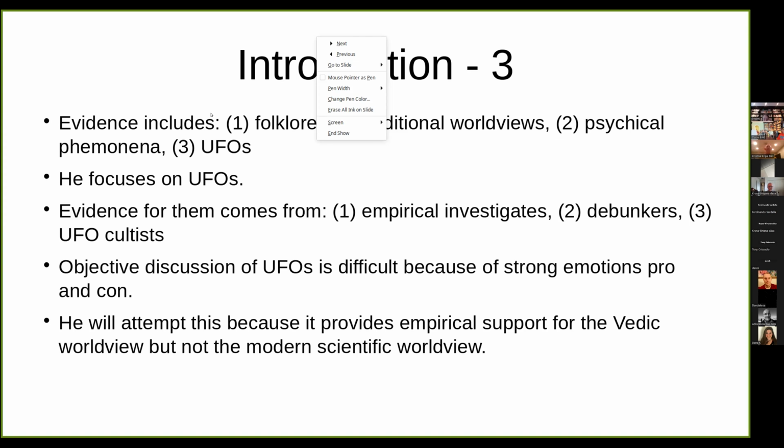So he said that the evidence for these UFO experiences comes from three different groups of people: empirical investigators and debunkers and UFO cultists. And he mentions that it's hard to get an objective view of it because people have strong emotions, pro and con.